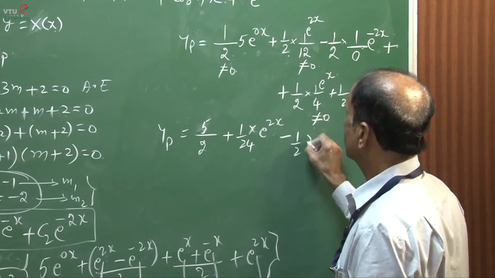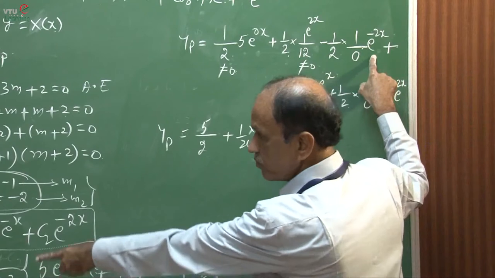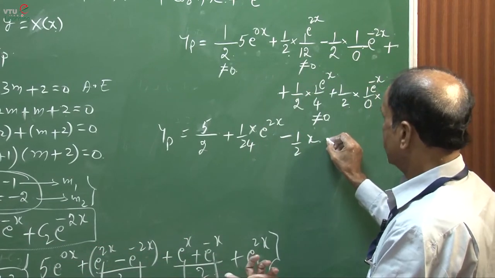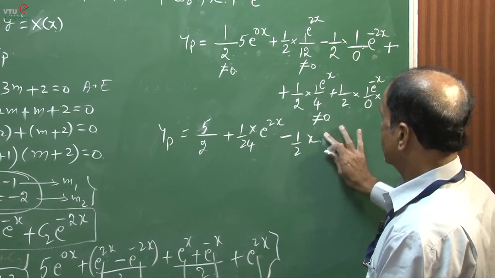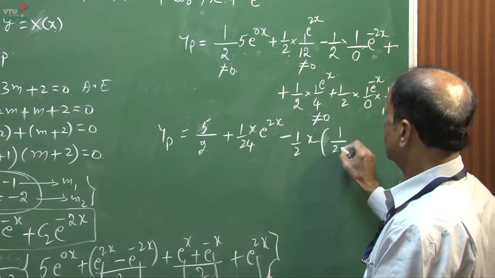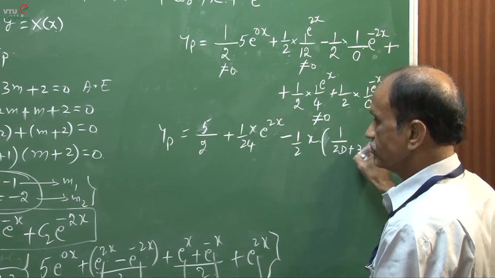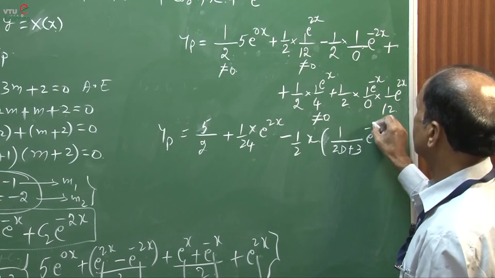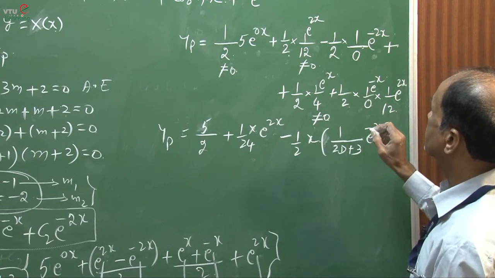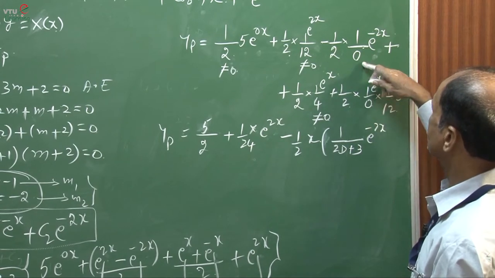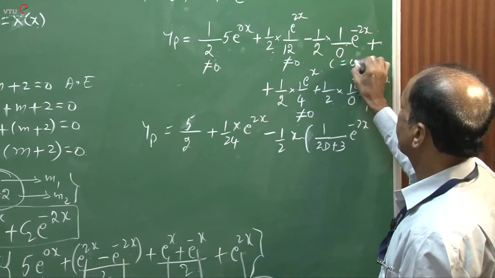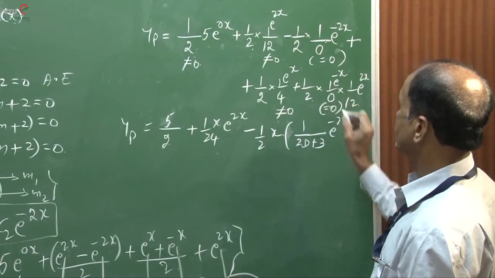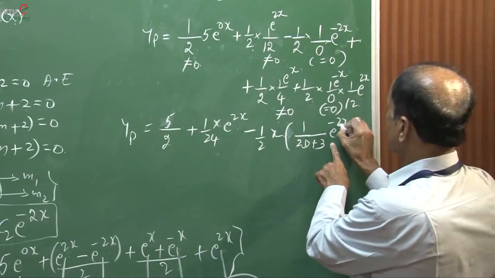Minus of 1 by 2 into x, that becomes d square, that is 2d into 1 divided by 2d plus 3. 2d plus 3 operating on e to the power minus of 2x, correct? E to the power minus 2x. This is the case of failure. This is the case of failure, right? E to the power minus 2x.